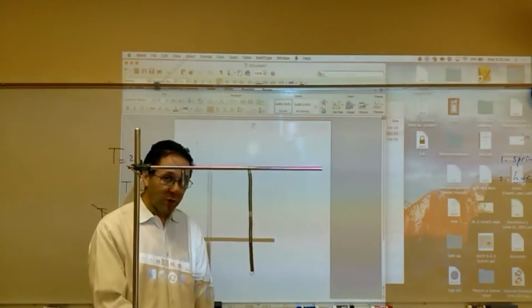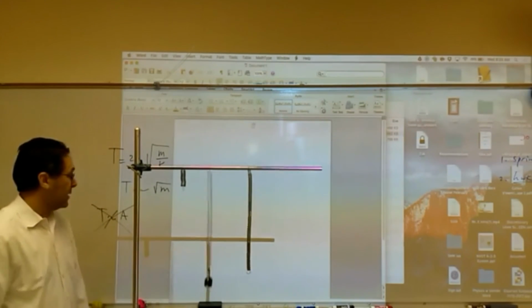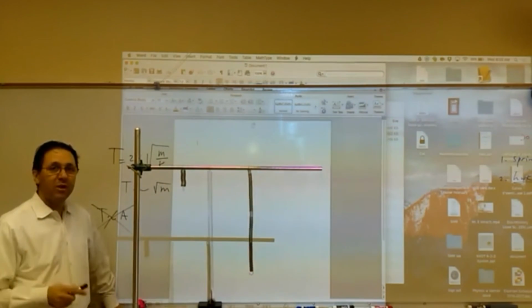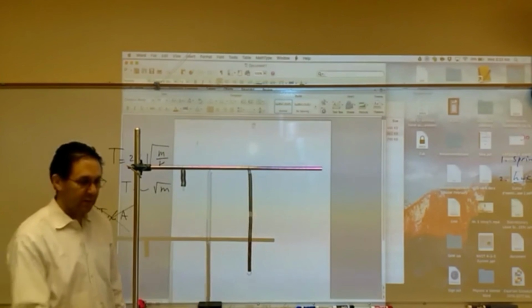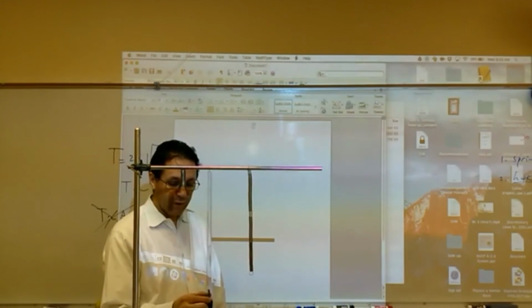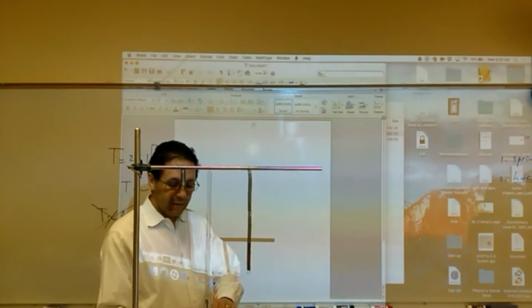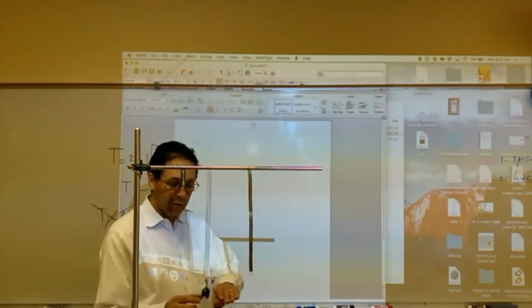If I pull more, you can do 4 cycles here too. You should be able to get the same period. And the reason for that is if I just pull a little bit from the equilibrium, the distance traveled here is small, right?